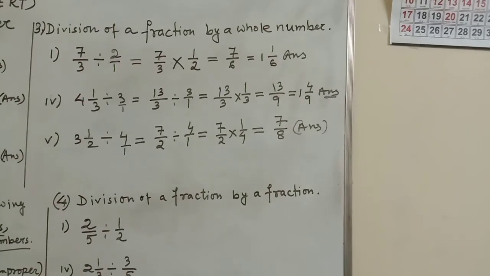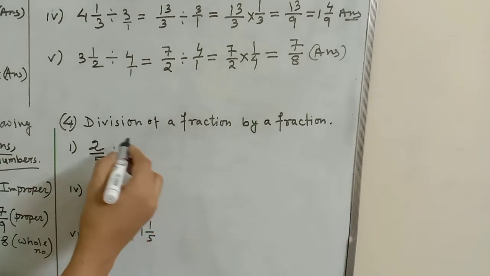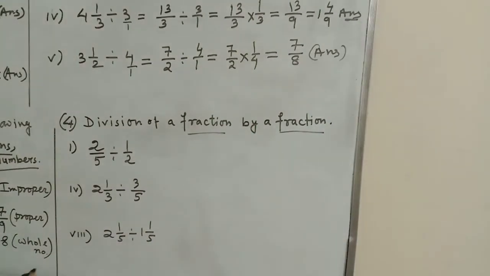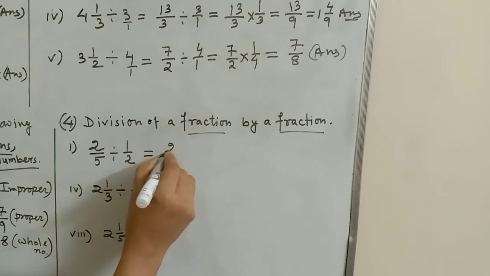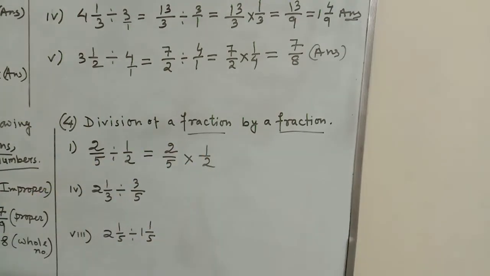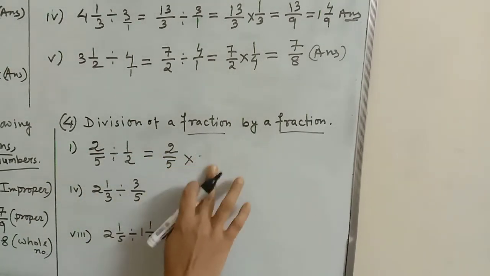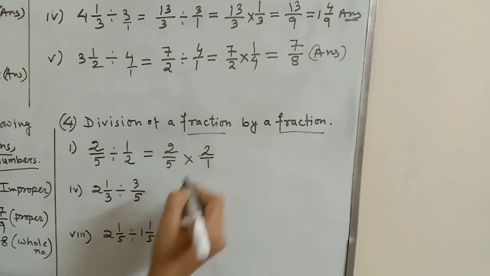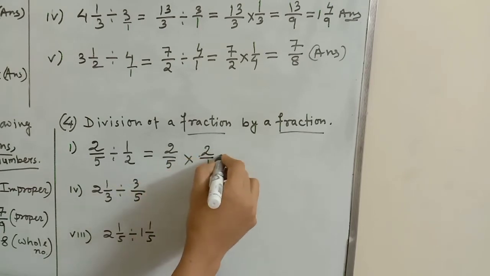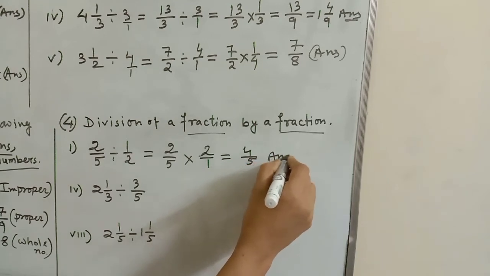Now the next part. Next part is division of a fraction by a fraction. So what you will do? 2 by 5 into, sorry, 2 by 5 into 2 by 1. It is not possible to cancel, so what you will do, 2 2s are 4 by 5, and it is a proper fraction, so this is the answer.